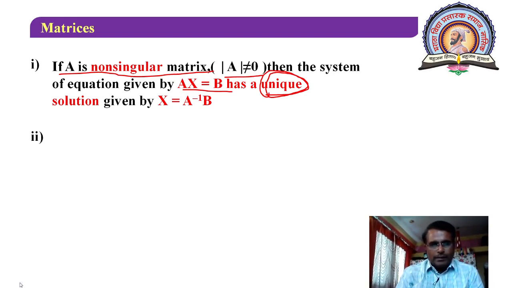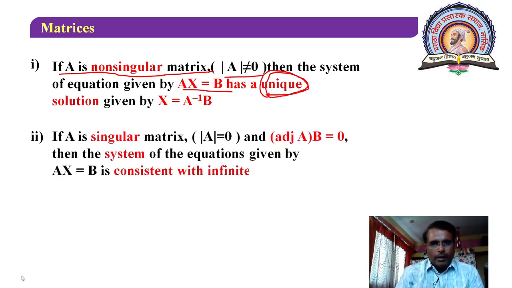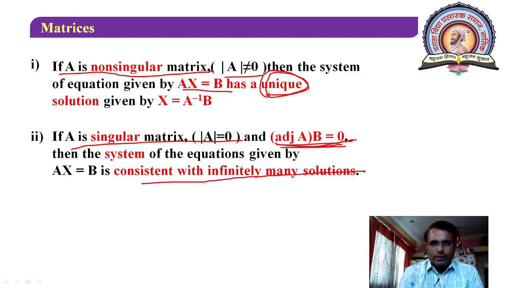The second case says that if A is singular, that is determinant of A is equal to 0, then in that case consider adjoint A into B, and if this product is equal to the 0 matrix, then that indicates that the system has infinitely many solutions, and it is still called consistent. So in these two cases the system is consistent, because here we have a unique, meaning one, solution, and here we have infinitely many, meaning more, solutions.